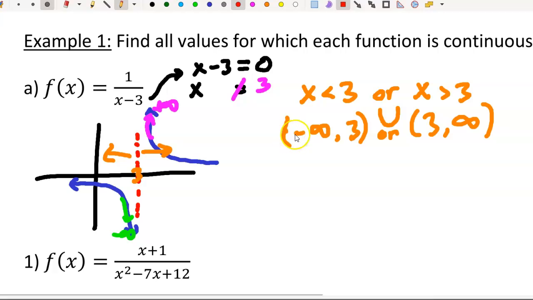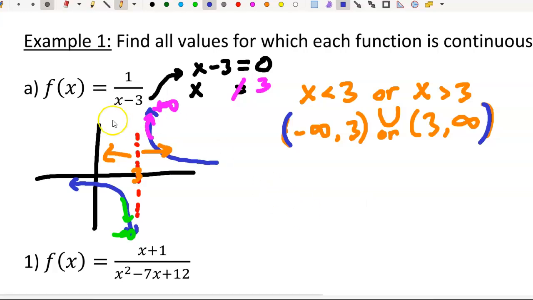With infinity, since you can never actually be equal to infinity, right? That would be against the definition of what infinity is. We can never actually reach it. So infinity is always a parenthesis no matter what. So it's the number that might change from a regular parenthesis to a bracket depending on the equals, but negative infinities and infinities always have the parenthesis. So, small little review for set notation.